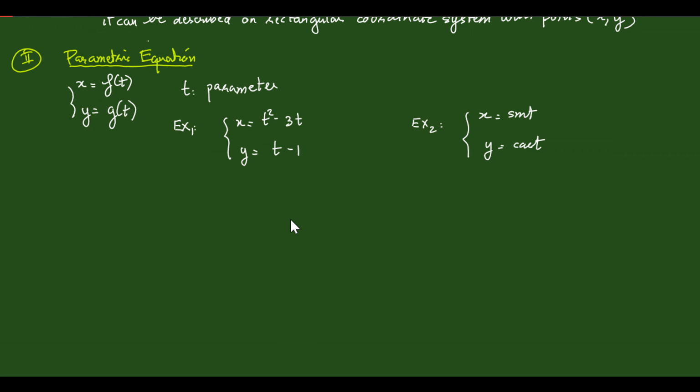Or I can have something more complicated. For example, Example 3. I can have x equals 2t plus 5 and y equals, you see that I'm going to use a radical function over here, the square root of 4 minus t squared. So this is also a parametric equation.